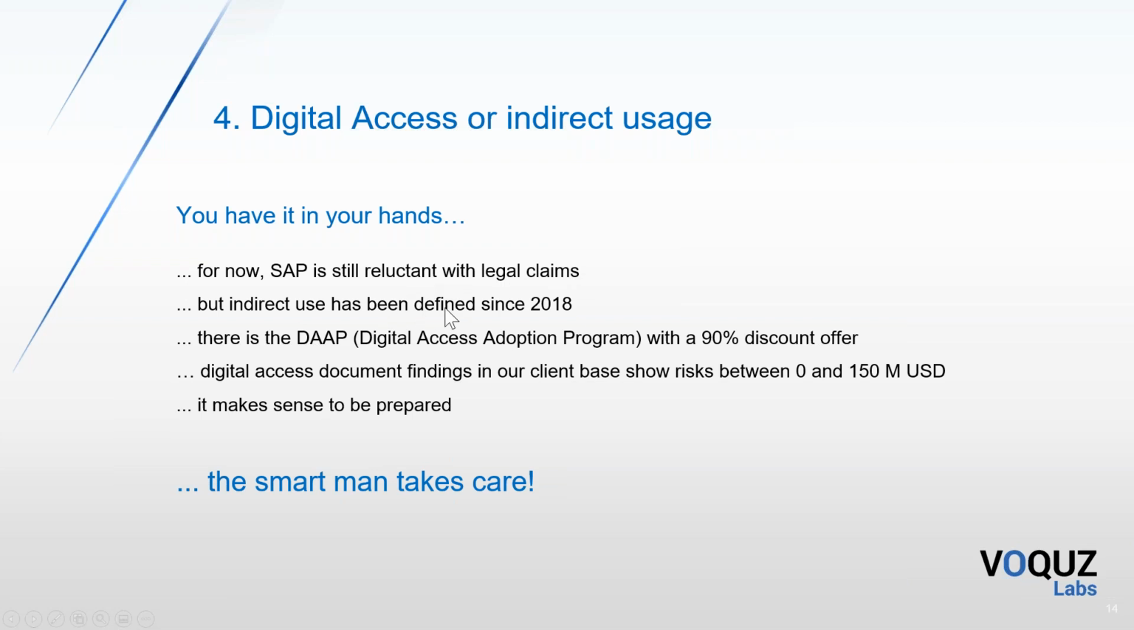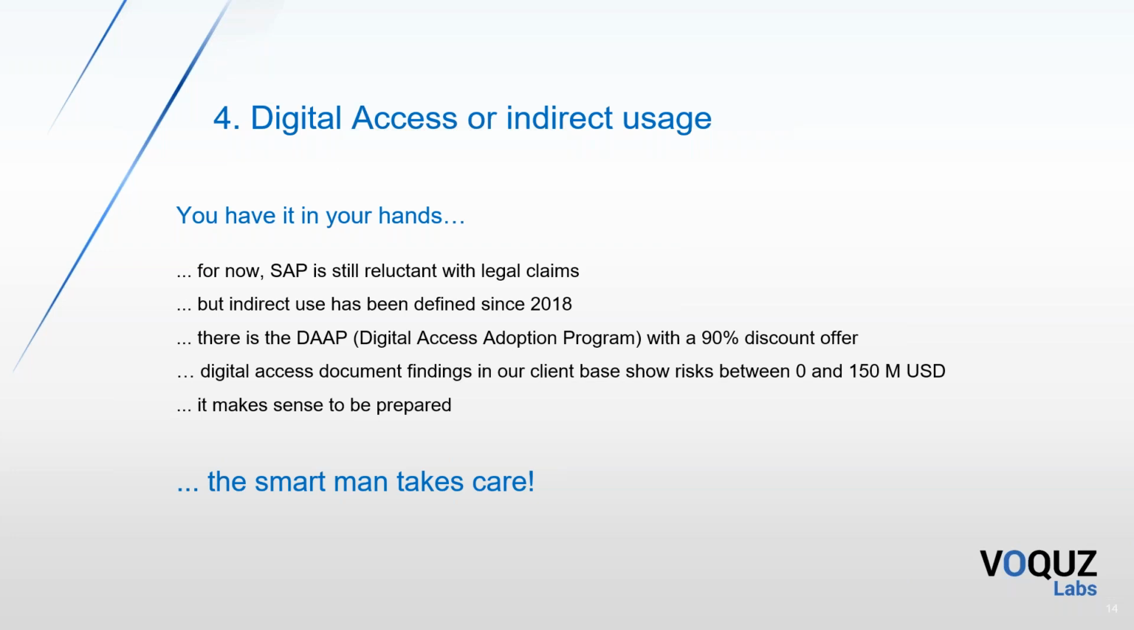But indirect use was officially defined in 2018 at the Sapphire meeting. And today, for about 1.5 years now, I don't remember exactly, you have the Digital Access Adoption Program, which is a 90% discount offer for digital access, so paying for documents instead of paying for users in the case of connected non-SAP applications. So when you have a non-SAP application connected to SAP, you need to purchase additional licenses.